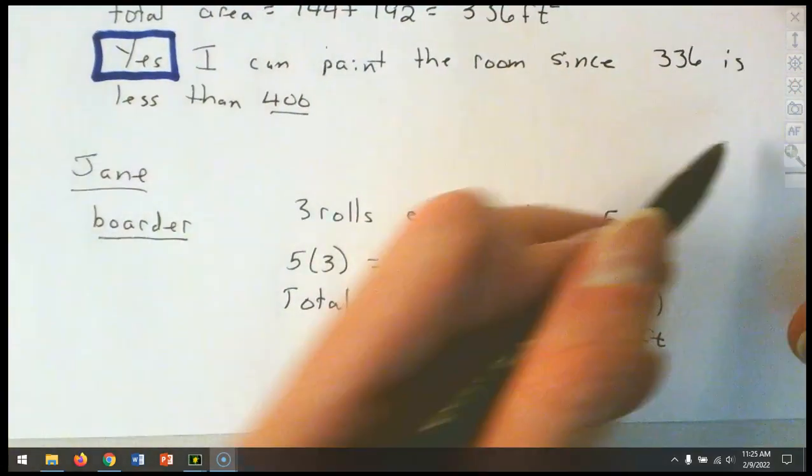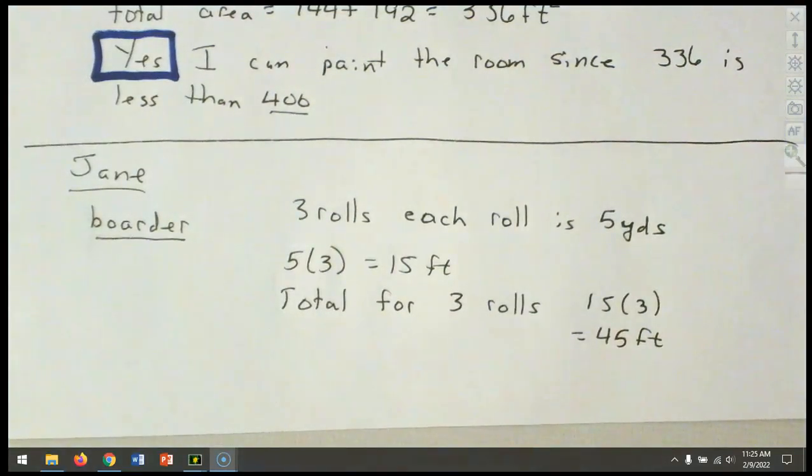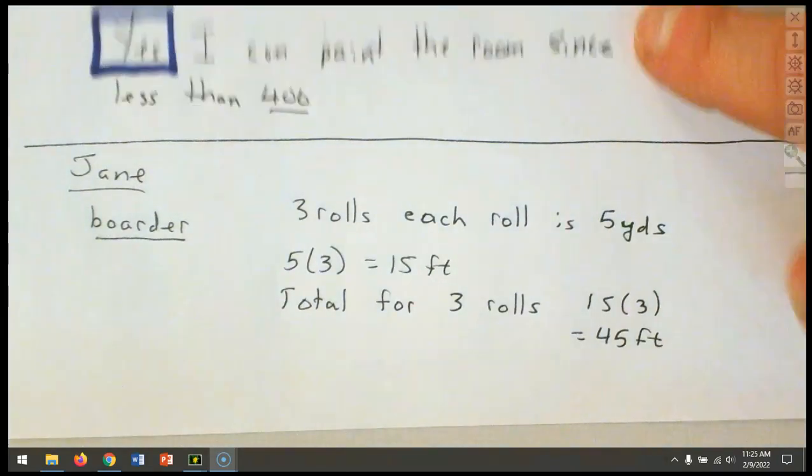So when we talk about the border, we first note, now they're all going to be the same because they all have 3 rolls of paper. Okay. So we take 3 rolls of paper. Each roll is 5 yards. We don't want to work with yards. Yards is confusing. Turn it into feet. So I took my yards, turned it into feet. Okay. Now we've got 3 rolls total. So we've got 45. If I want to put border paper on this room, what does that look like?